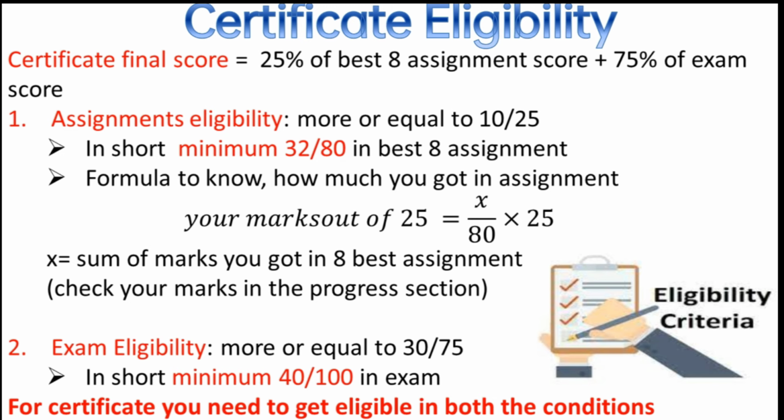So for example, in 9 assignments I got 10 marks, and in 3 assignments I got 9 marks each. So my top 8 will be 80 marks. Top 8 assignments, I will get 10 marks in each assignment, that will be 80 marks total. So 80 by 80 into 25, it will be a round figure. The total score which will be added into my certificate will be 25 itself, because all the answers were right in my top 8 assignments, right? So it will be that in that case.